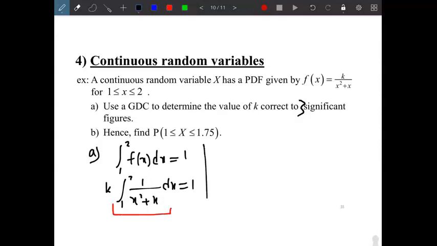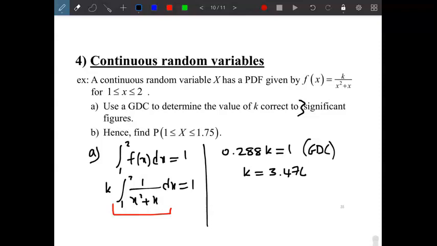By evaluating your integral using your GDC, you'd end up with 0.288 to 3 significant figures times k equals 1. So this value is found using your GDC. We divide 1 by 0.288 and we obtain k equal to 3.476. So f of x is 3.476 divided by x squared plus x.